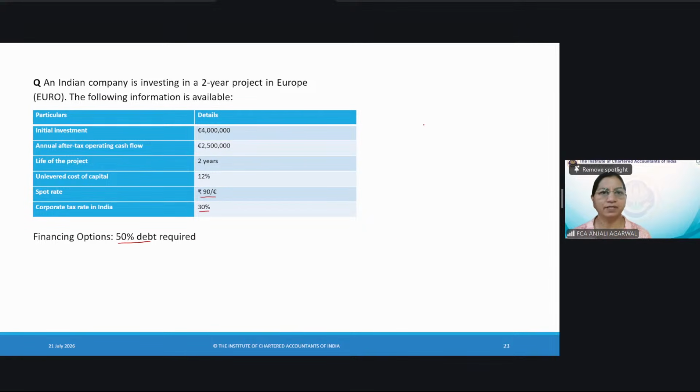There is an Indian company. Total investment is going to be 40 lakhs euros, out of which 50% will come through debt and 25 lakh would be the inflow in next 2 years each year. Cost of capital is 12%. Spot rate is 90 and tax rate in India is 30%, 50% debt.